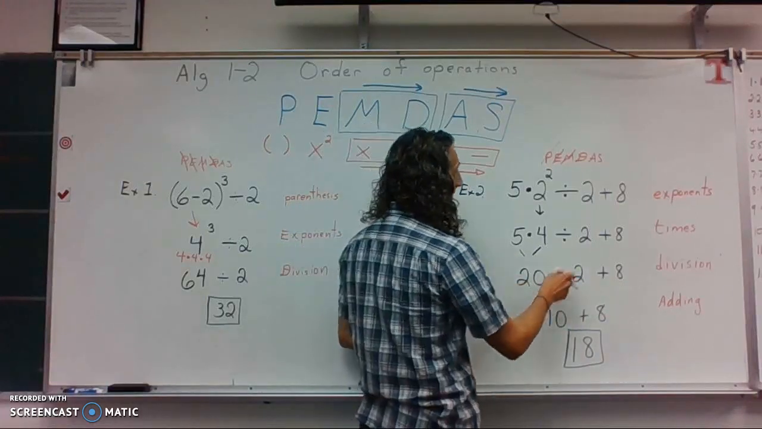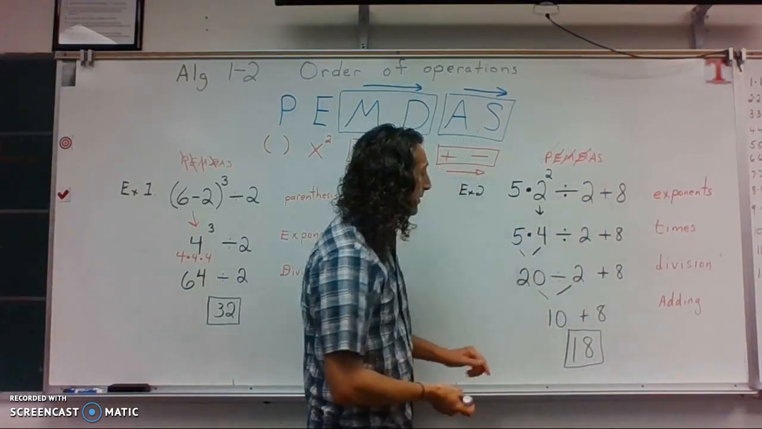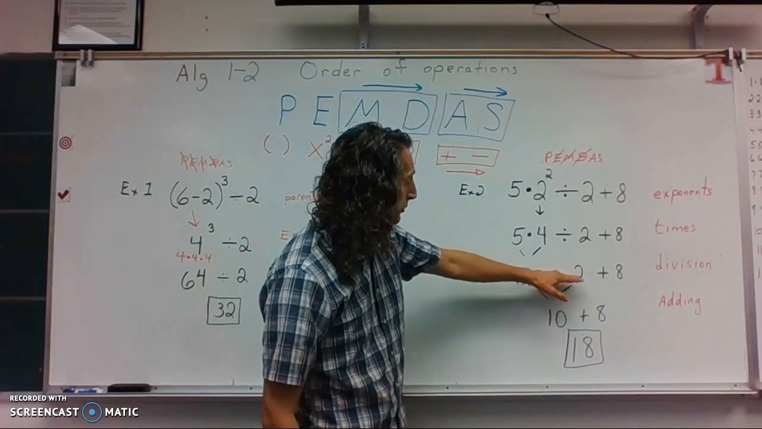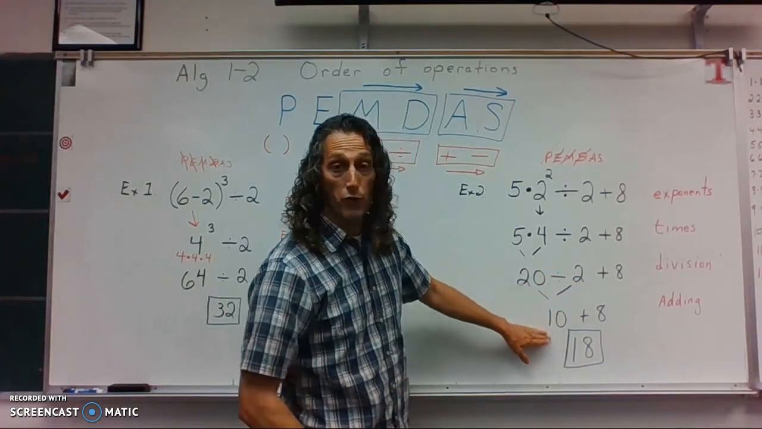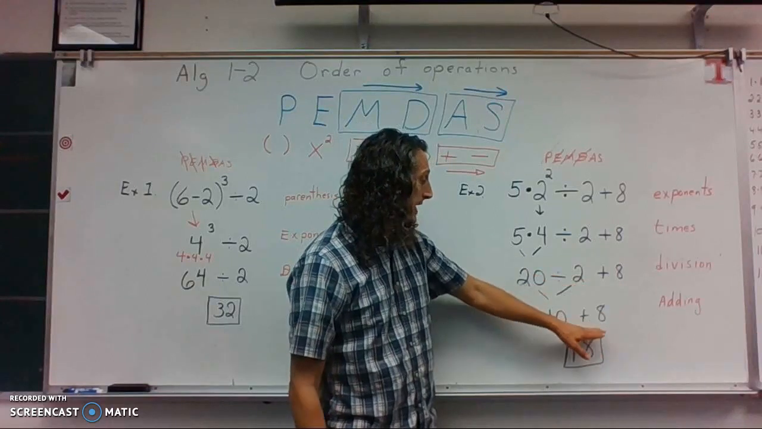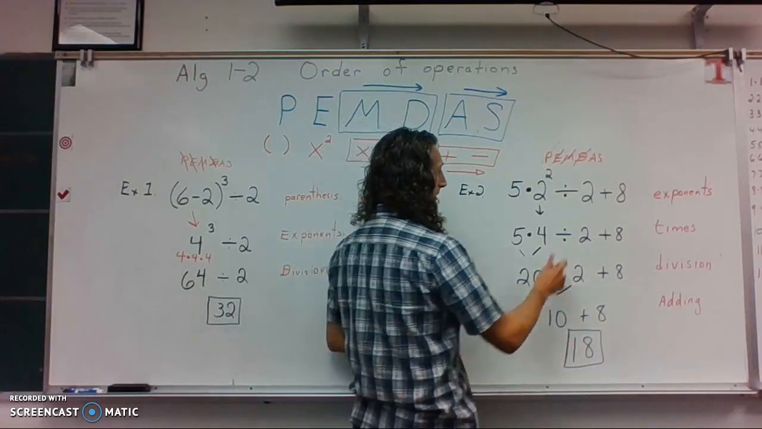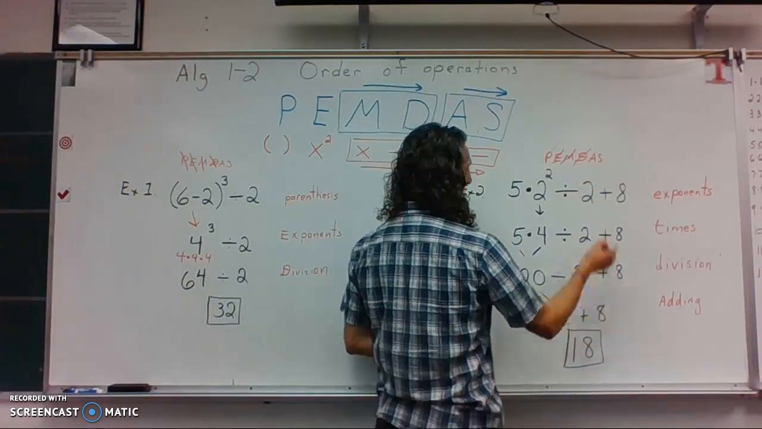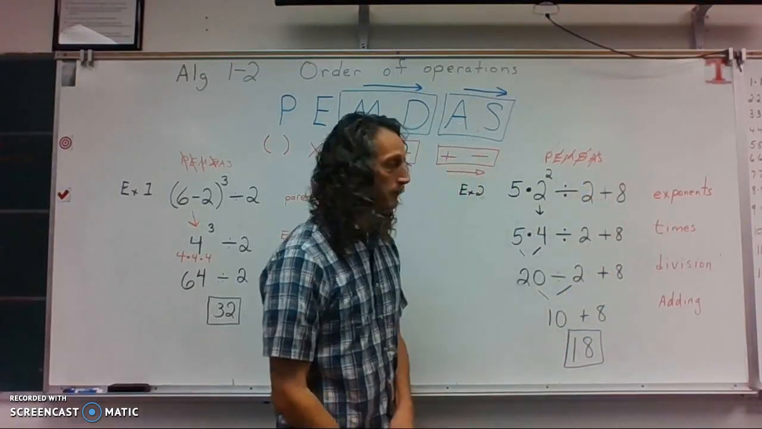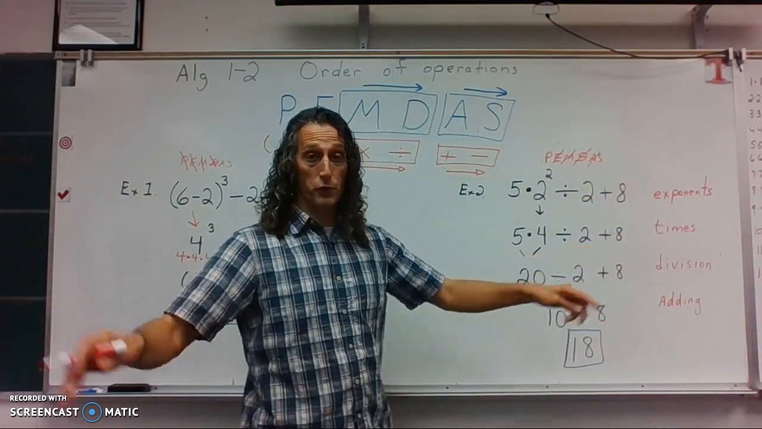So do I have division? Yes, so I cross out the D. 20 divided by 2 is 10. Drop down everything else. Drop down the plus 8. And then I do have addition, 10 plus 8. I get 18. And that's it for those two problems.